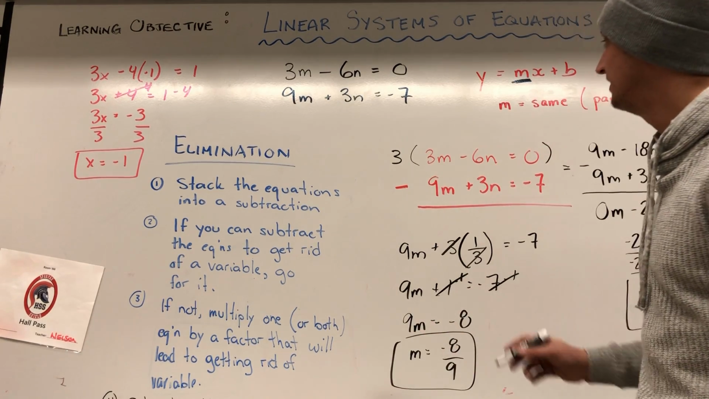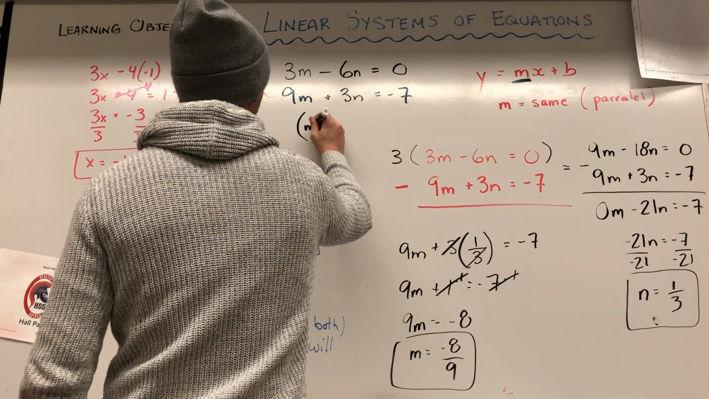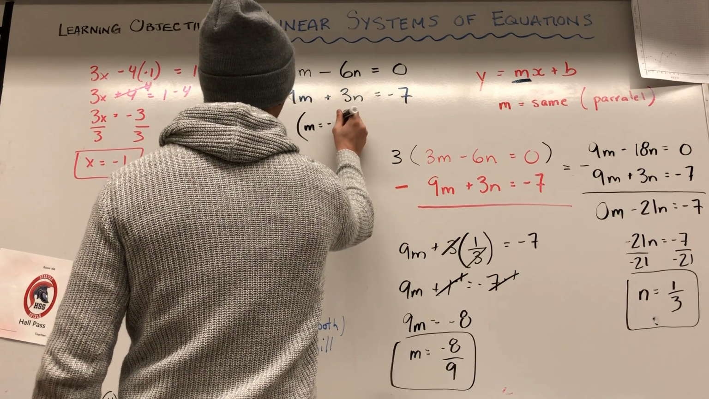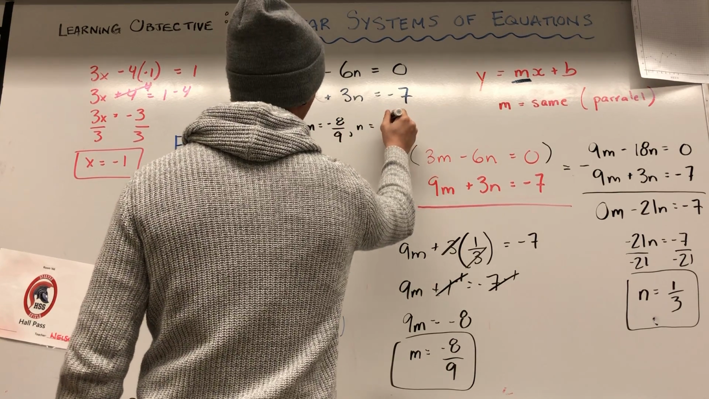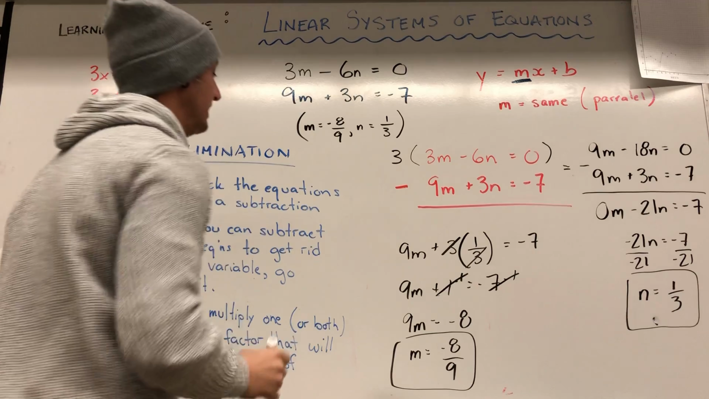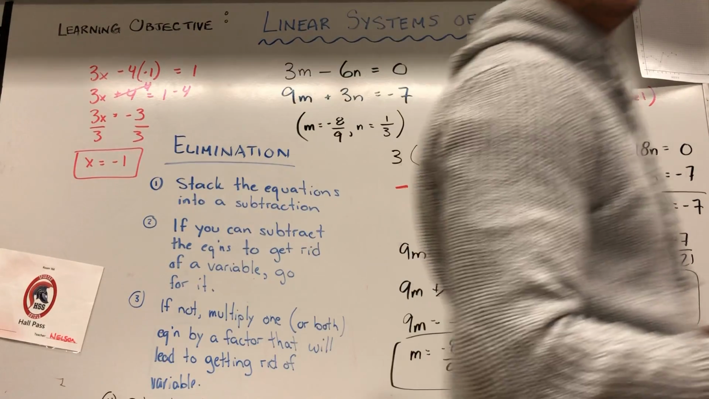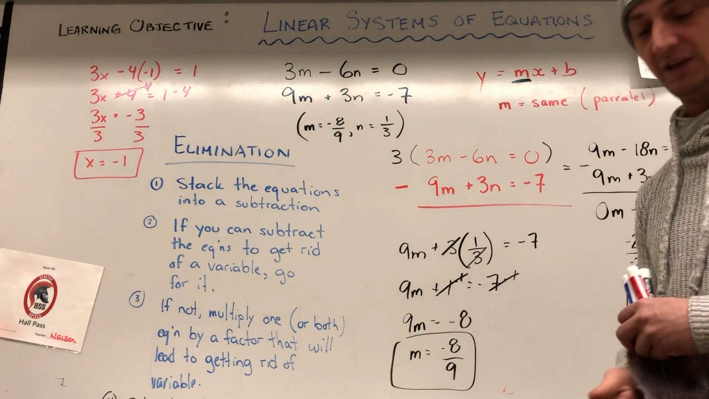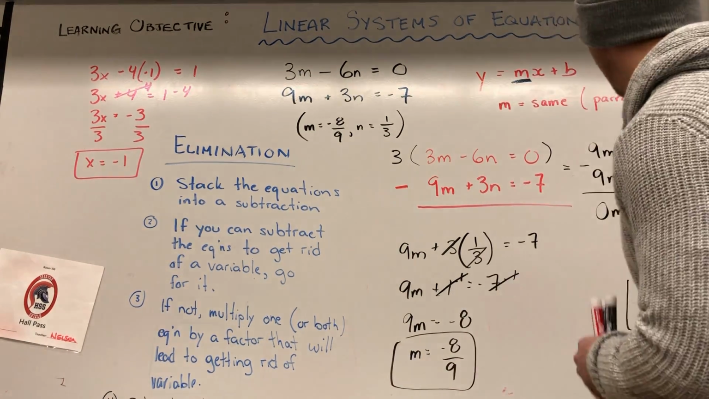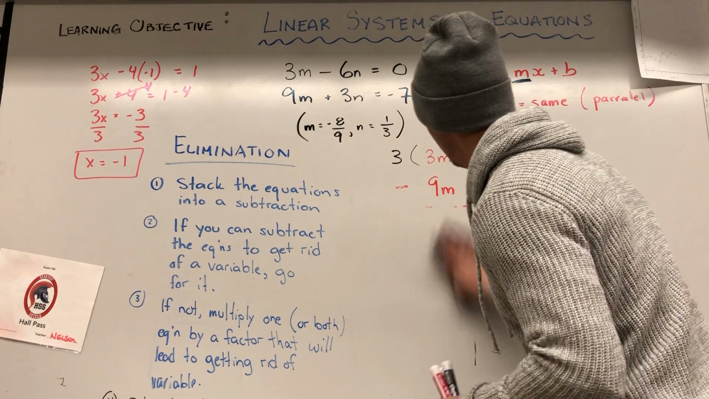So my intersection in this system occurs at m is equal to negative 8/9, and n is equal to 1/3. That is my intersection. That is my solution. Okay? Hopefully this doesn't seem too crazy scary. Let's try one more, even more difficult situation, and then you need to just go through and practice these yourself.